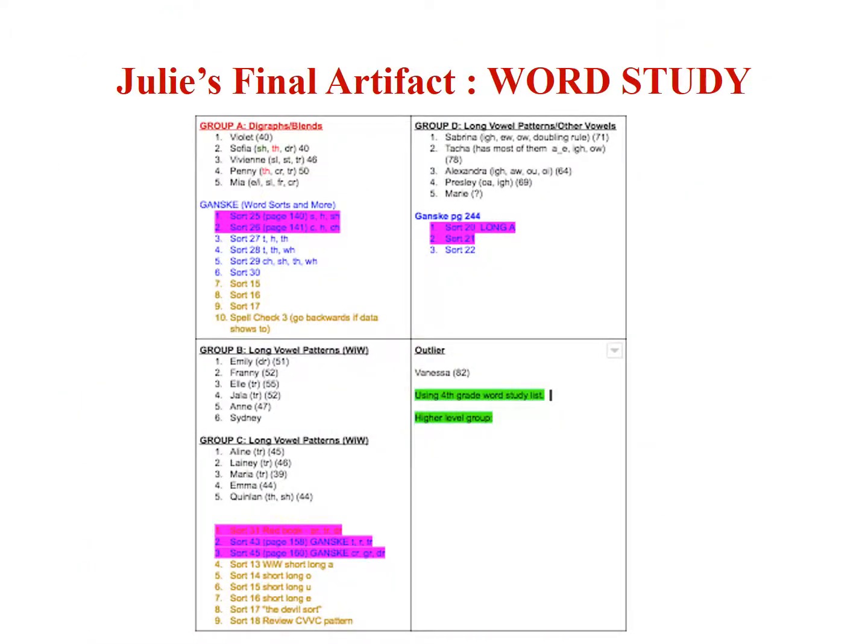Julie provided two final artifacts. The first is word study. With the word study program, Julie was able to assess the students, figure out their needs in decoding and spelling, and teach them word patterns they need to be successful. The students completed activities and were able to move through 1 to 2 lists through this data action process. This is definitely something Julie will continue to use in her classroom.